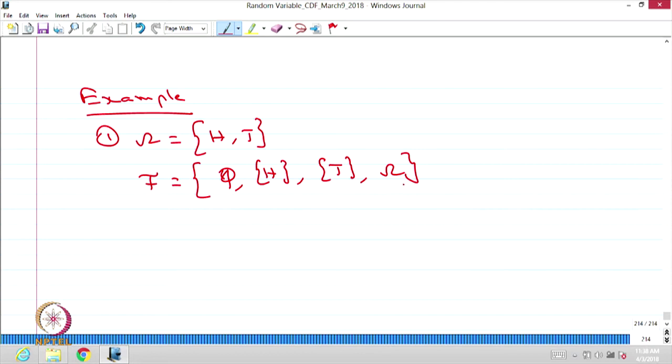Suppose if I take H as well as an empty set, the union is going to be again H, that is also belonging. If I take tail and the omega, the union is going to be omega, and if I take head and tail union, then that union is going to be omega, that is also belonging. That is the third condition.